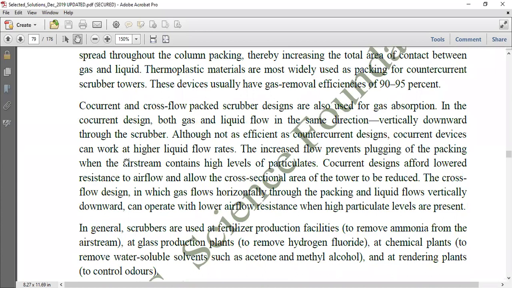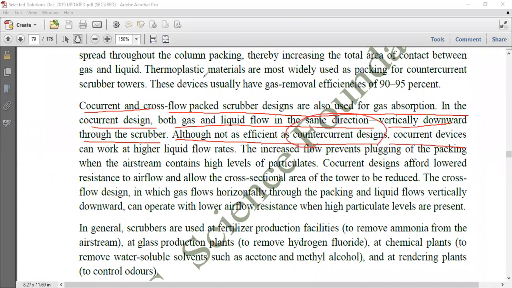Yeah, so this you can see here. The concurrent and the cross flow packed scrubber design is used for gas absorption. In the concurrent design, both gas and liquid flow in the same direction vertically downward through the scrubber. Although it is not as efficient as the counter current design, meaning opposite direction, concurrent devices can work at higher flow rates. The increased flow prevents plugging of packing when the airstream contains high levels of particulates. So concurrent design affords lower resistance to airflow. That is the benefit of concurrent design, along with reducing the cross section area of the tower. So this was about the concurrent stuff.